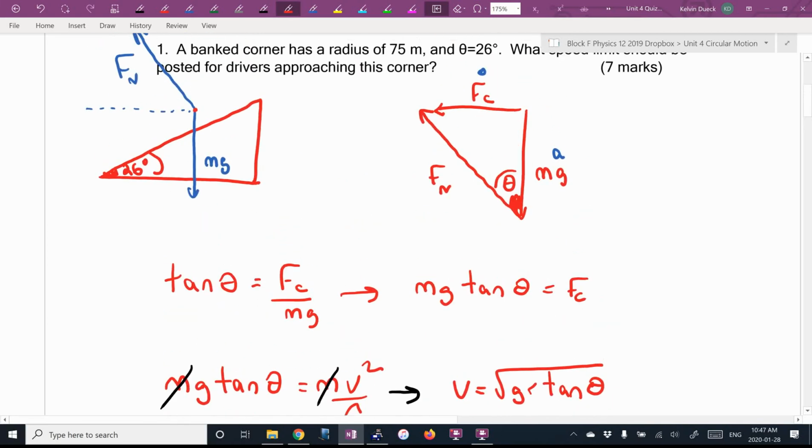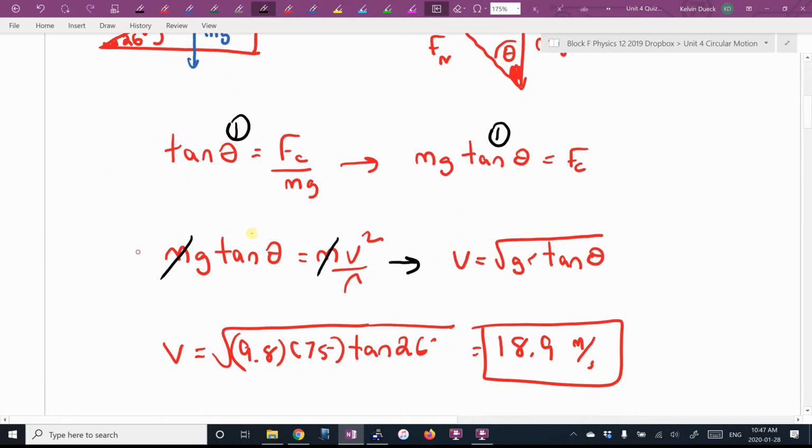Otherwise, for 7 marks, what would I do? I would probably give you 1 mark if I saw the vector triangle. I would give you 2, 3, 4, 5, 6, 7, something like that.